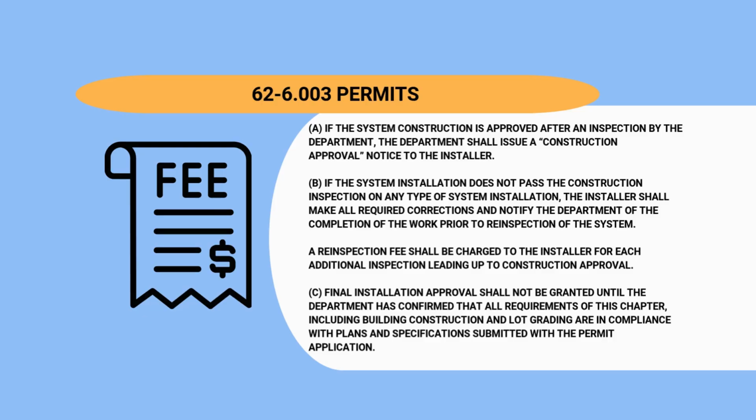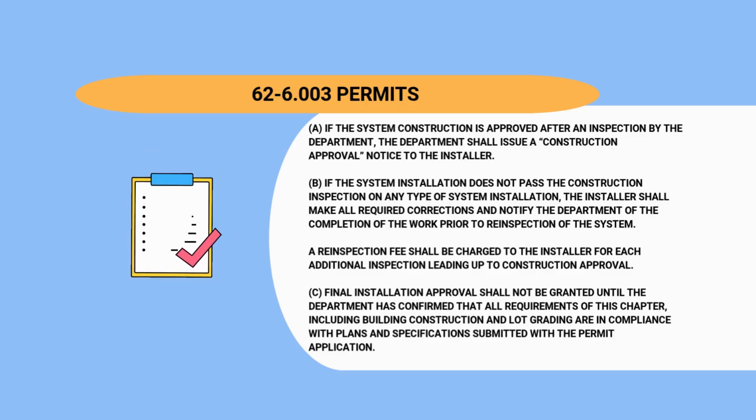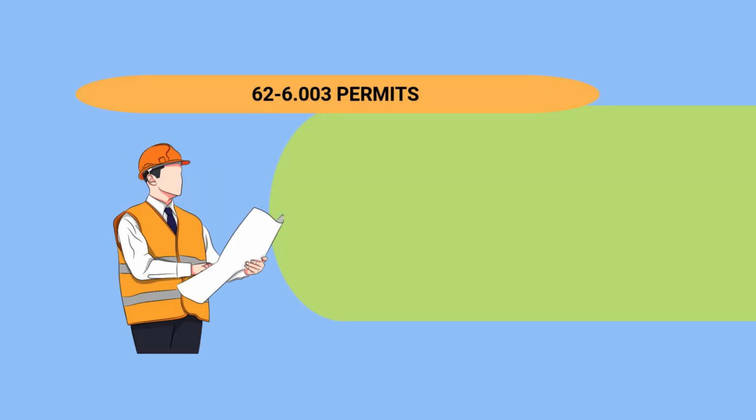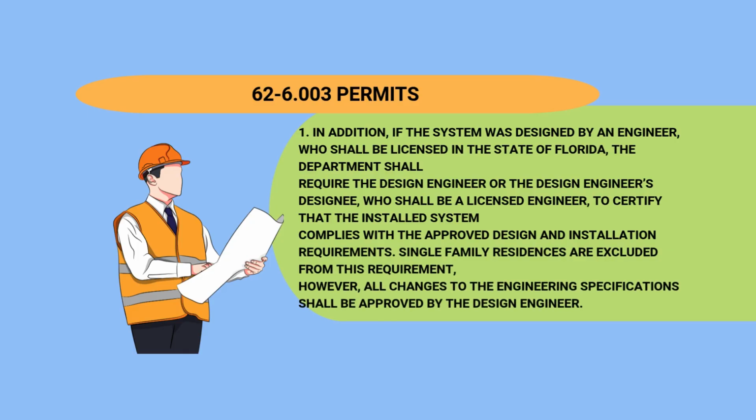C. Final installation approval shall not be granted until the department has confirmed that all requirements of this chapter, including building construction and lot grading, are in compliance with plans and specifications submitted with the permit application. 1. In addition, if the system was designed by an engineer, who shall be licensed in the state of Florida, the department shall require the design engineer or the design engineer's designee, who shall be a licensed engineer, to certify that the installed system complies with the approved design and installation requirements. Single-family residences are excluded from this requirement. However, all changes to the engineering specifications shall be approved by the design engineer.